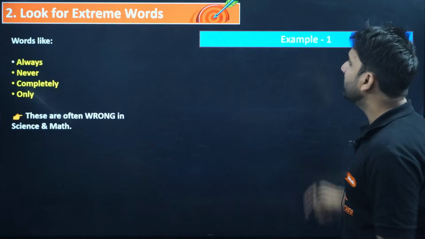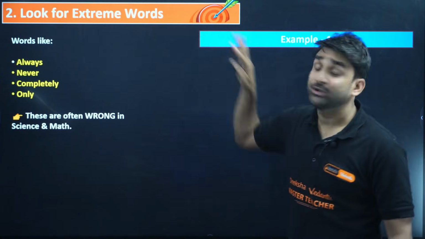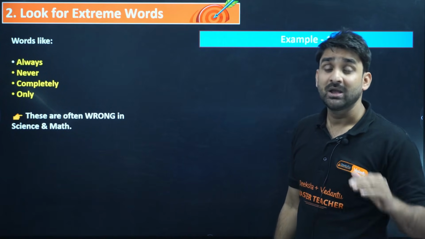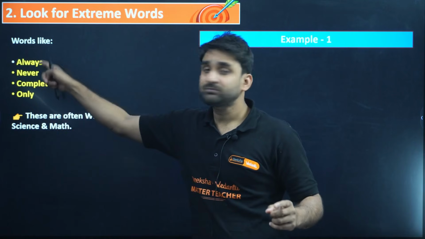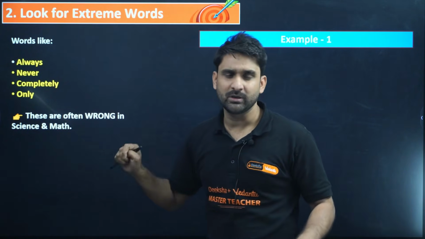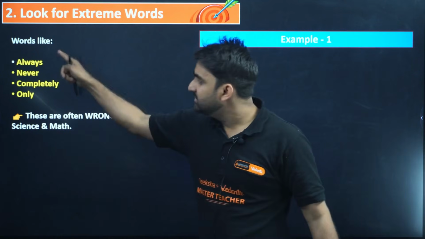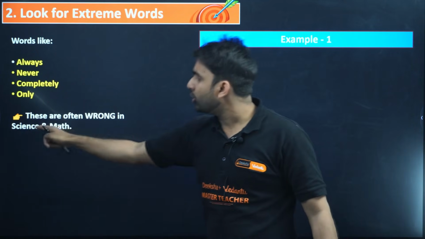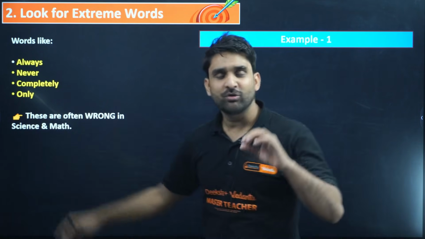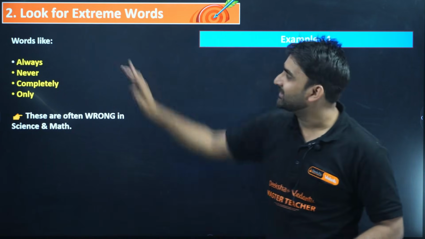Okay, moving to the next trick: look for extreme words. My dear, whenever you are solving an MCQ question and you find these words in the options: always, never, completely, and only. Many times it happens that these words are often wrong in science and math. If an option contains these words, it is often found that the option would be incorrect.